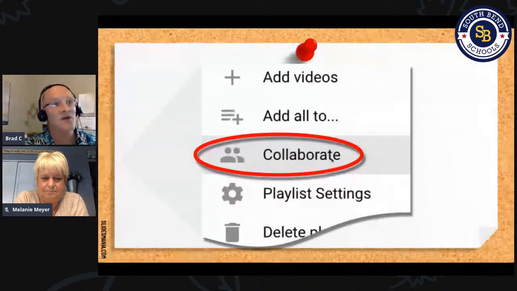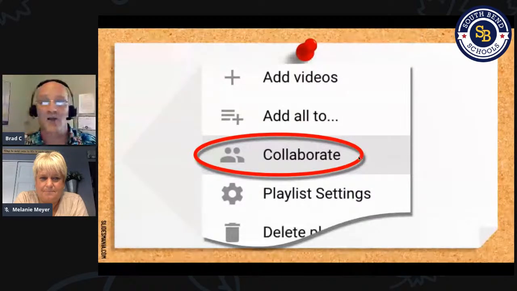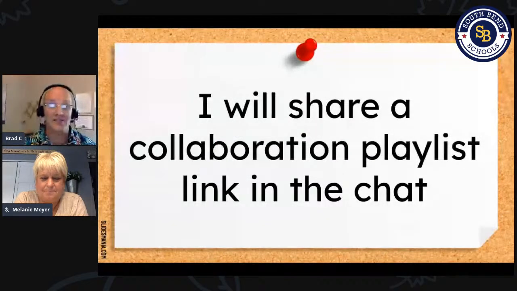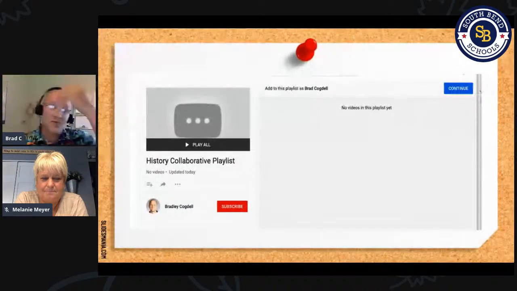But any playlist that you make, you have an option to go to collaborate, and you can share it with somebody else, and they can also add videos as well. It's kind of this hidden feature that who would be able to find that? I don't know. So I have a list that I'm going to put in the chat in just a moment. But here's what's going to happen.